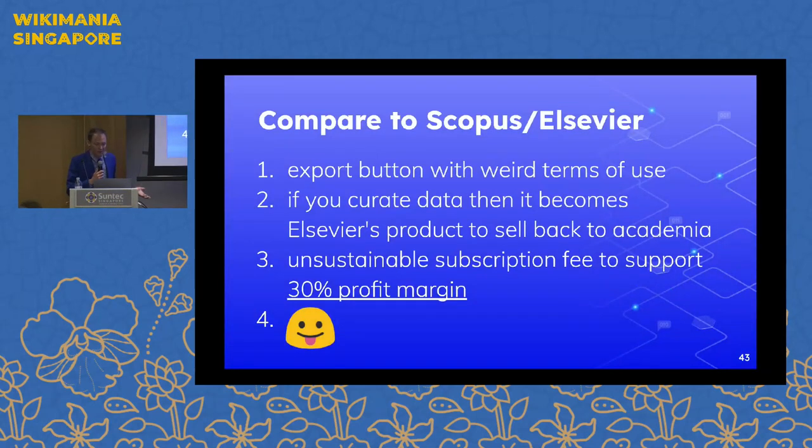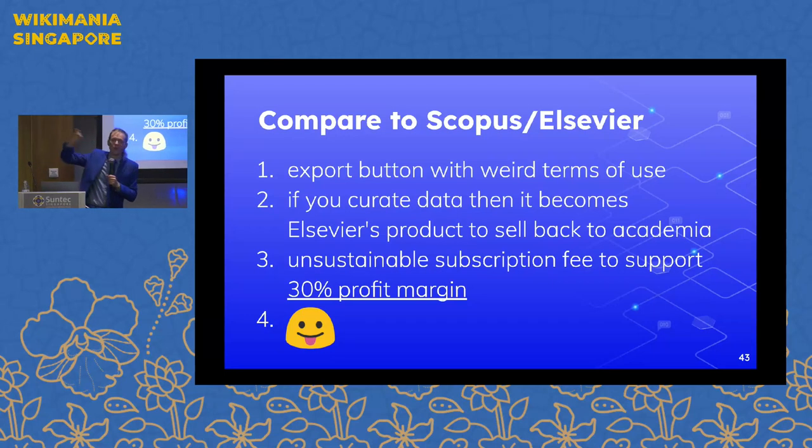Comparing to Scopus and Elsevier, the export button lets you export, but you cannot reshare the content. They want you to curate. It's got an edit button. Anyone can edit this, but when you edit, you're making a donation to their commercial company, and they will not let you reuse the content in Wikidata or anything else.